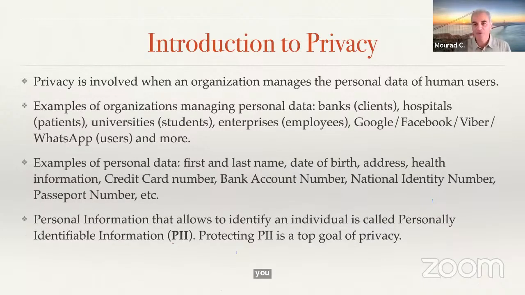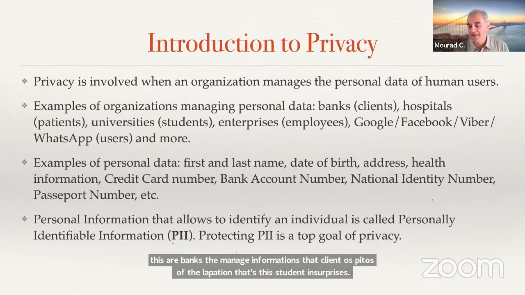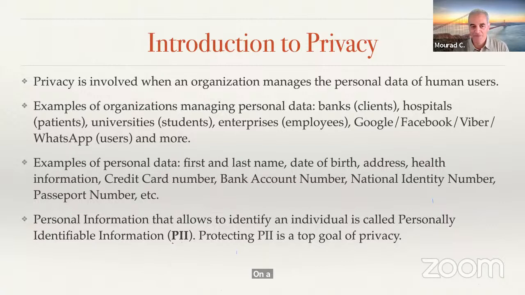So I will jump to privacy, an introduction to privacy here. We mentioned the three goals of data protection: confidentiality, integrity, and availability. Privacy is another very important one. Privacy is involved whenever an organization manages personal data of human users. We're not talking about machines but human users. So what types of organizations manage personal data? Banks manage the personal information of their clients, hospitals of their patients, universities of their students, enterprises of their employees, but also applications like Google and Facebook have information about their users. So privacy aspects are involved there.